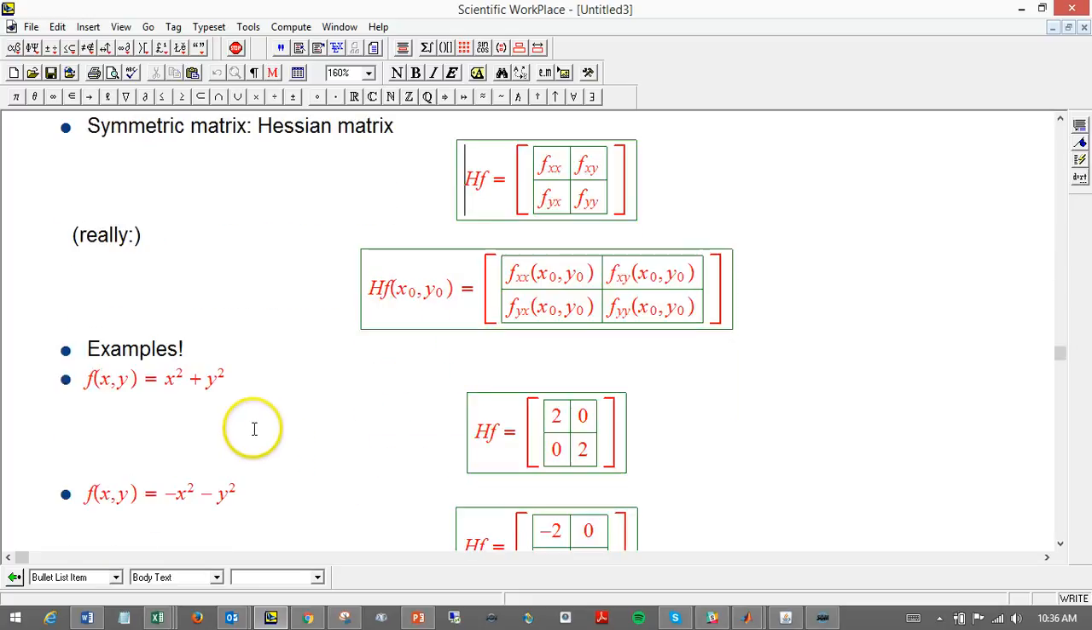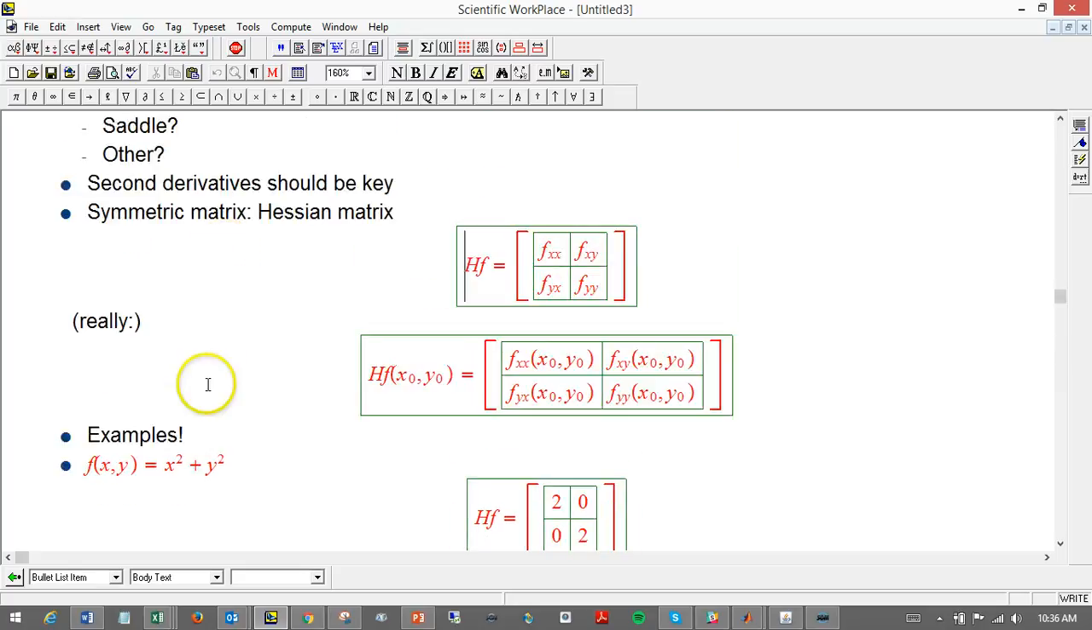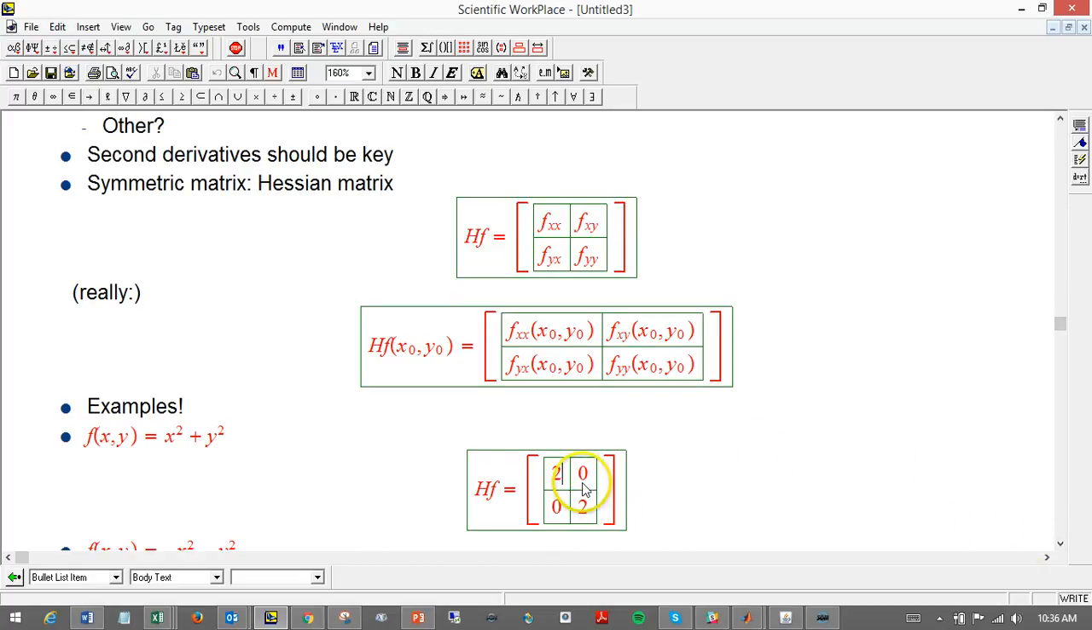Okay, so let's look at examples. That's what I really want to focus on. If f of x, y is x squared plus y squared, that's the example. I'll flash that up in a second. Then the Hessian matrix is just 2, 0, 0, 2. The cross derivatives vanish pretty easily. You might want to pause and calculate the second derivatives for yourself. I'm not going to do that.